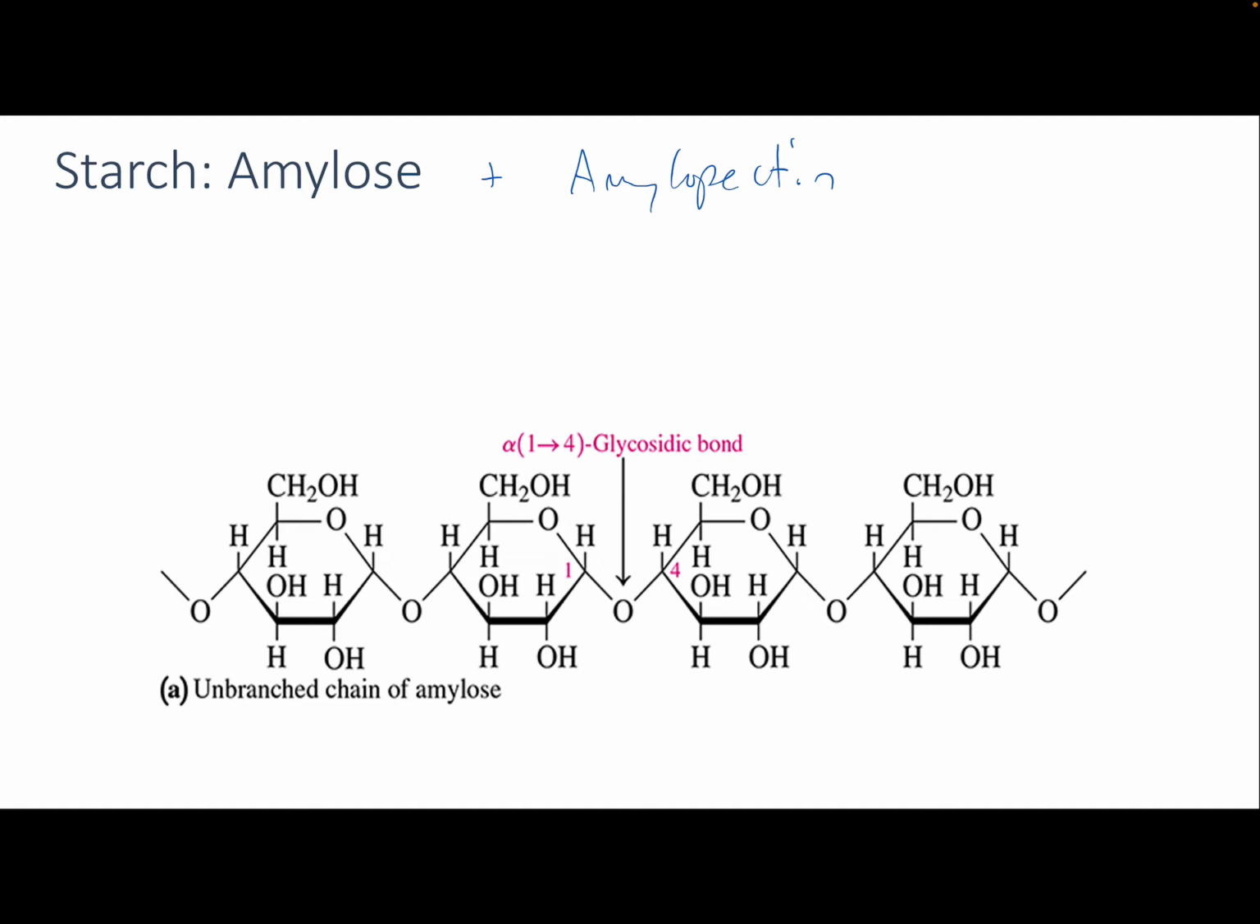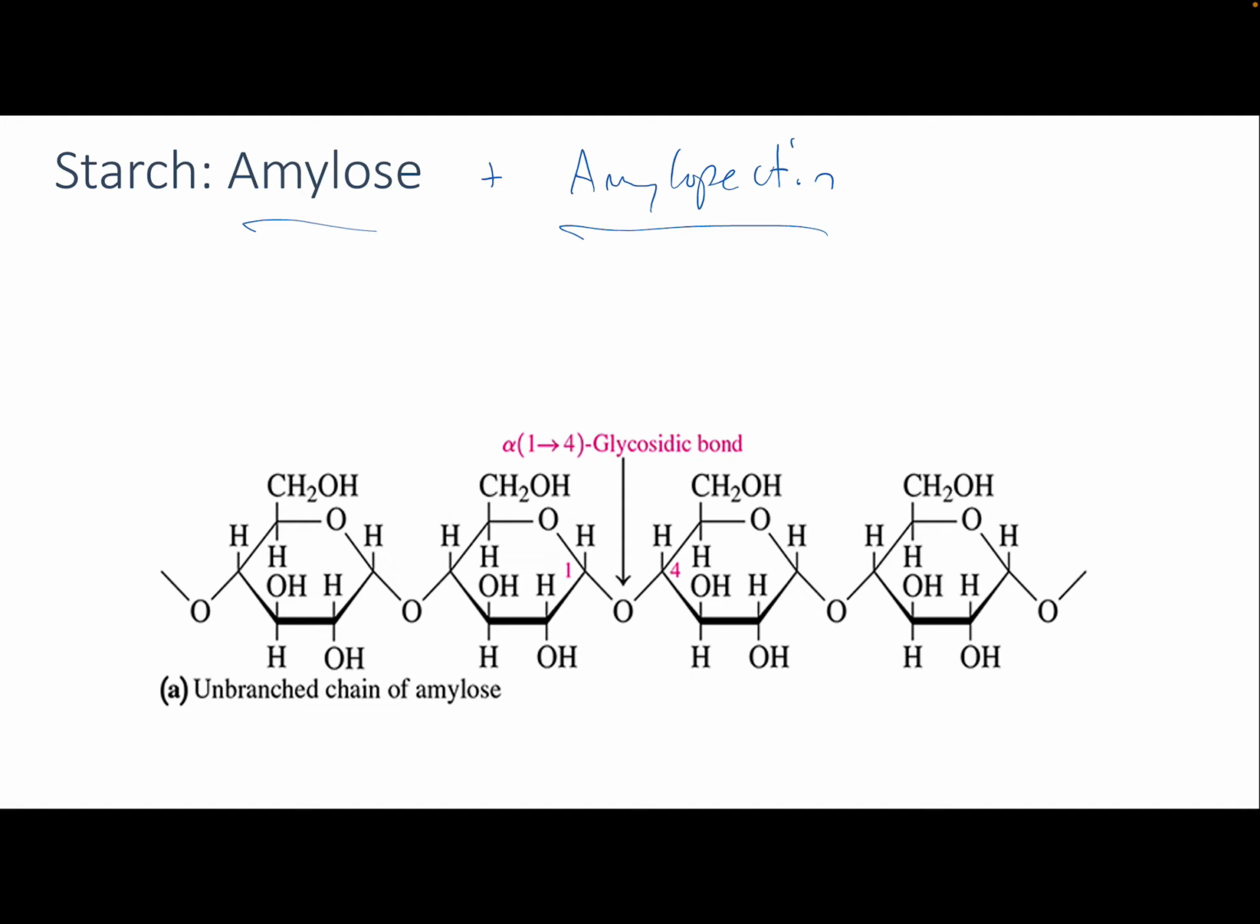Now, the energy demand of a plant may vary. Some plants, like a Venus flytrap, for example, that needs to be able to slam its little mouth closed, might have a higher need, and so it may have more amylopectin than amylose, and you'll see why amylopectin is a little bit better for energy in a second.